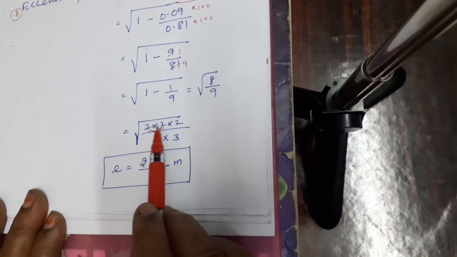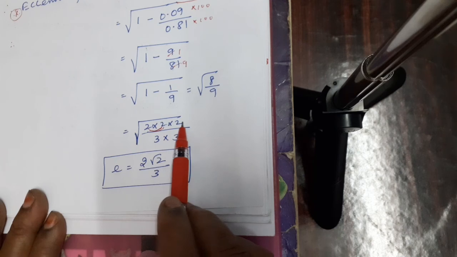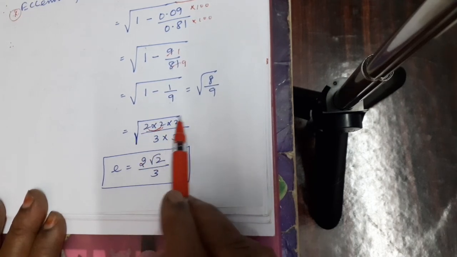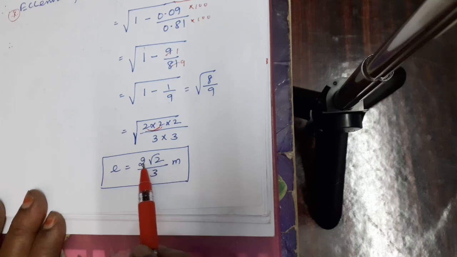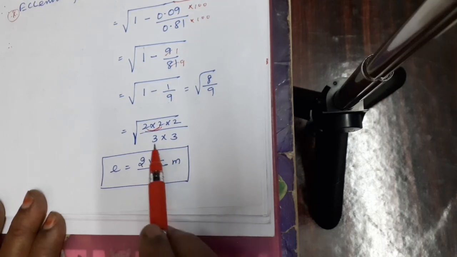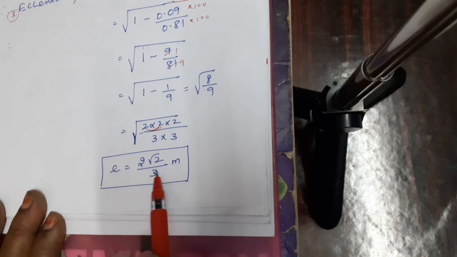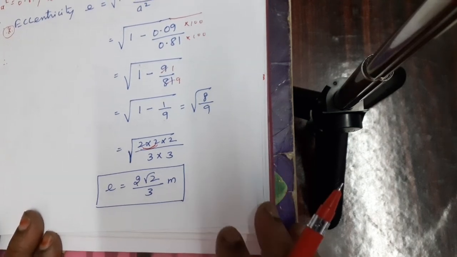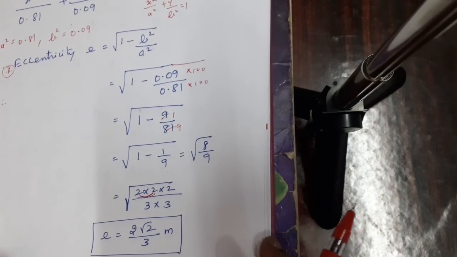Rewrite it as root of 2 into 2 into 2 by 3 into 3. Among the 2s we take one 2 out, the remaining is one root 2. So 2 into root 2, and in the denominator, taking the square root, we get 3 only. Therefore 2 root 2 by 3 meter. The eccentricity is 2 root 2 by 3 meter. See, the sum is very easy for you. Go through all the sums.